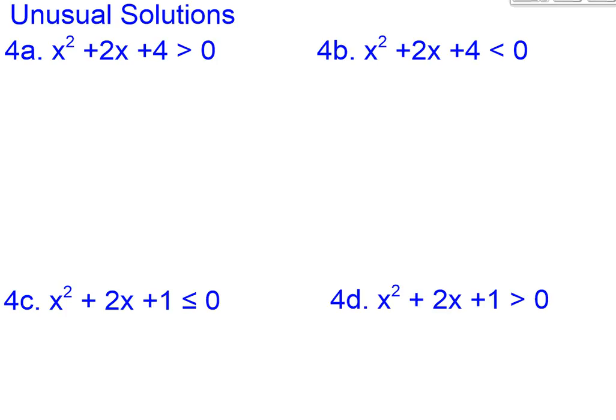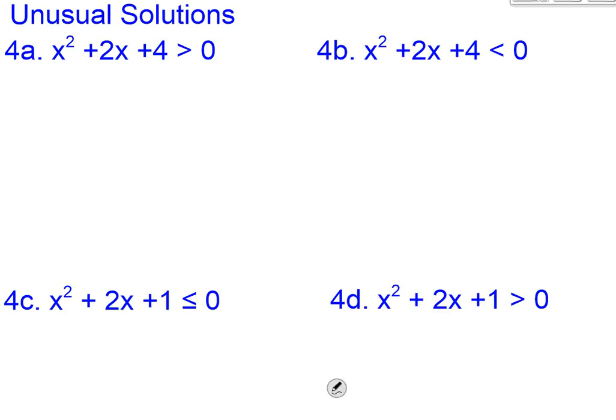Generally, we're really not graphing the parabola, but in the back of our minds, we want to know what that parabola looks like. And so you'll notice these are very related problems. 4A and B are the same quadratic, but one is greater than 0, one's less than 0, and then C and D are the same quadratic and just a little different situations as well.